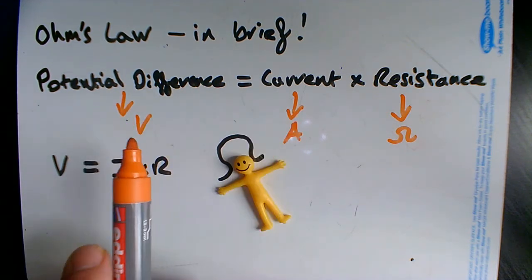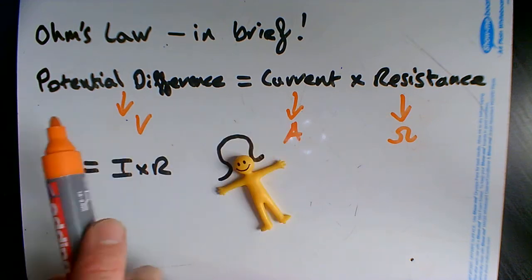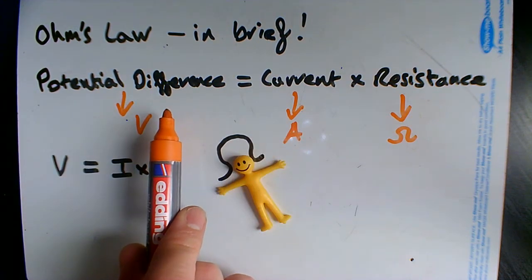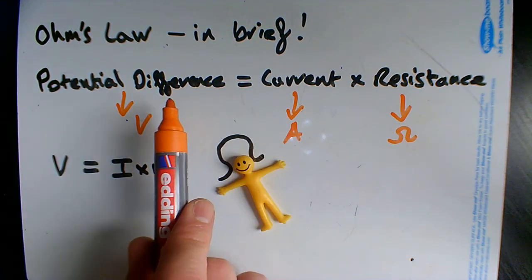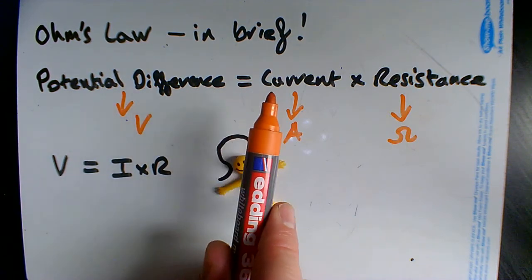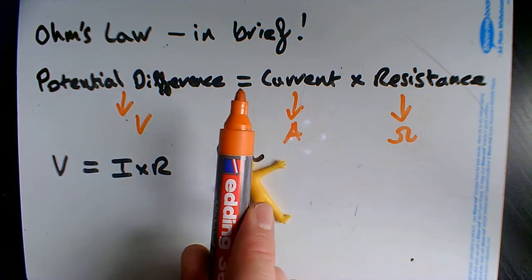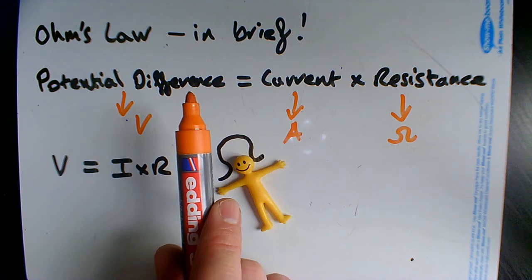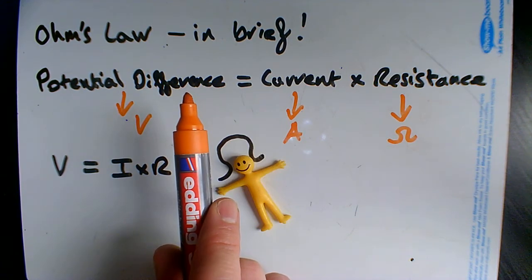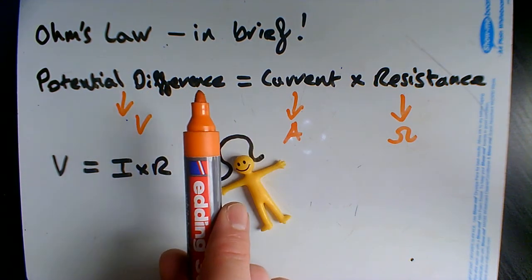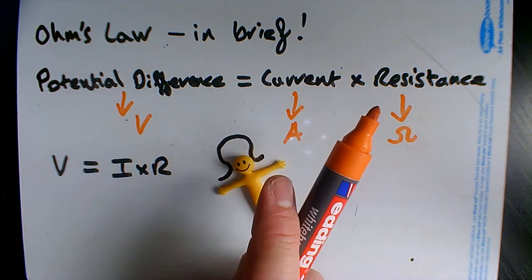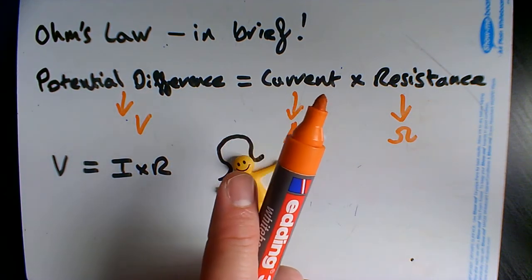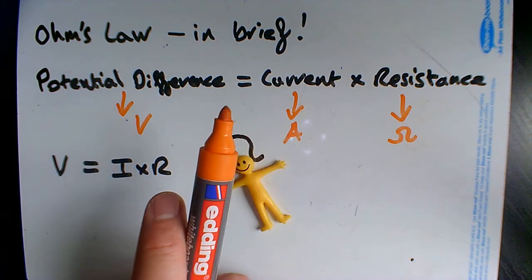Right, so anything else we need from this? For the GCSE, for AQA specification at least, you are supposed to be able to remember this equation for the exam. So I think the best way to learn equations is just by learning them like a phrase. Potential difference is equal to current times resistance. I'm bored of that already.